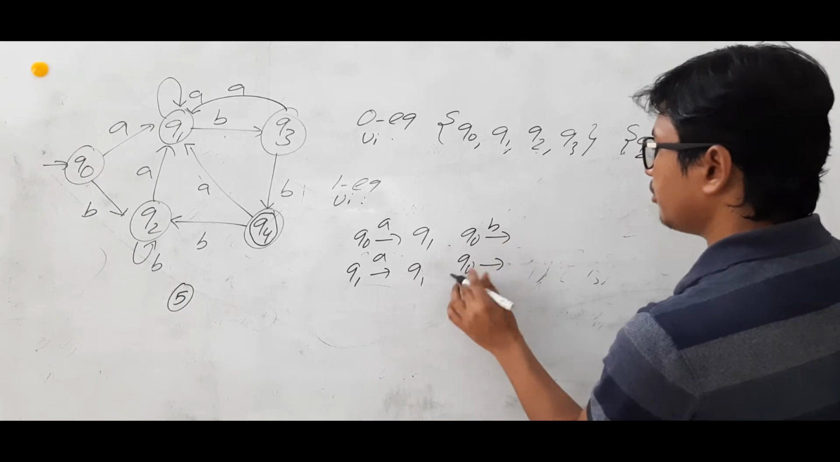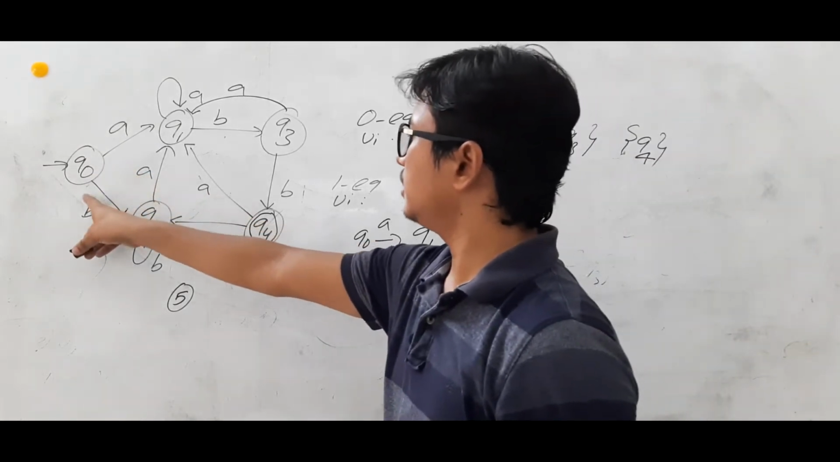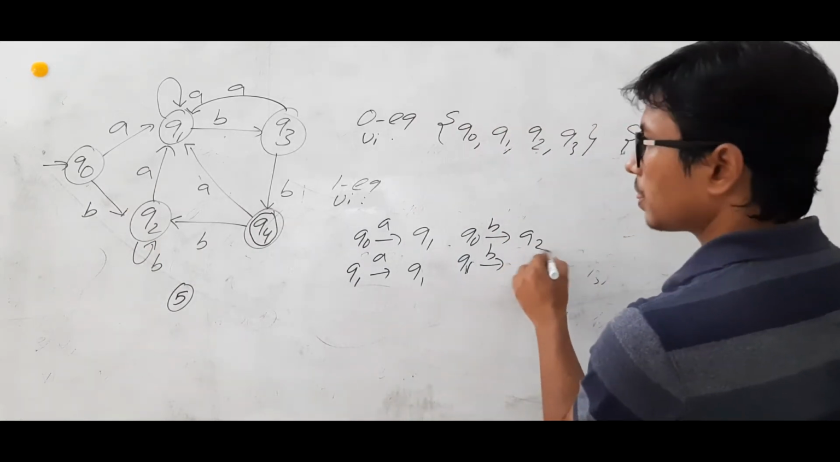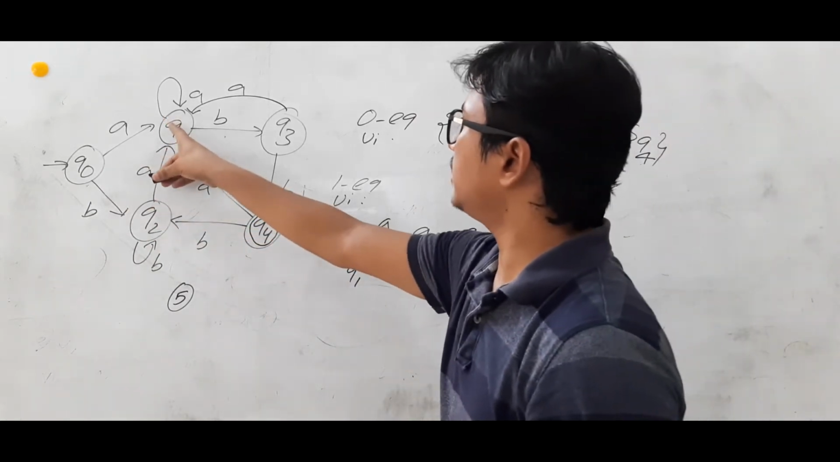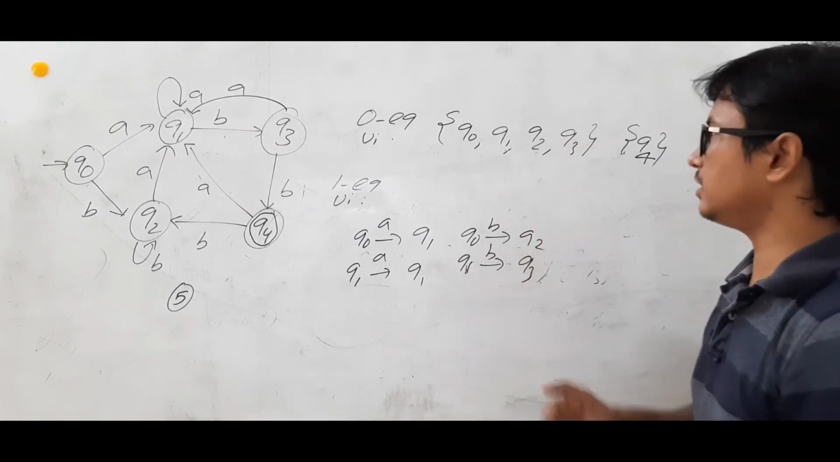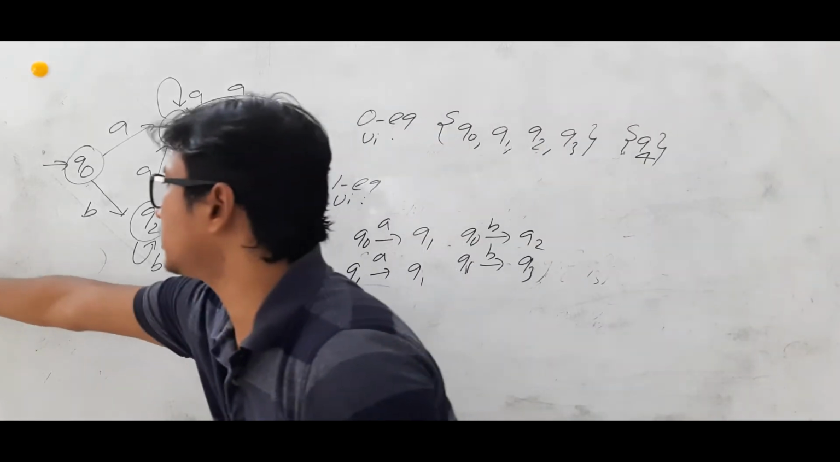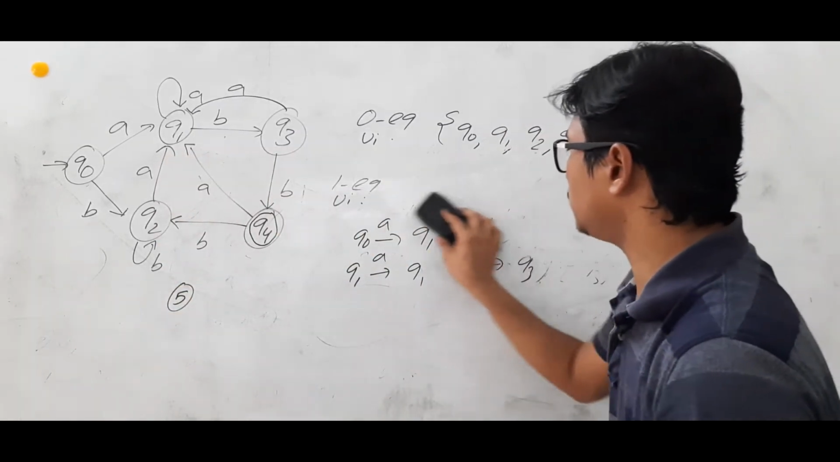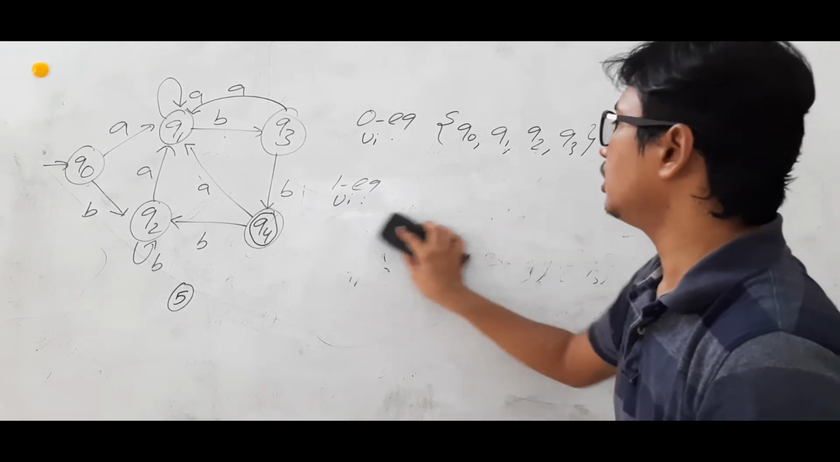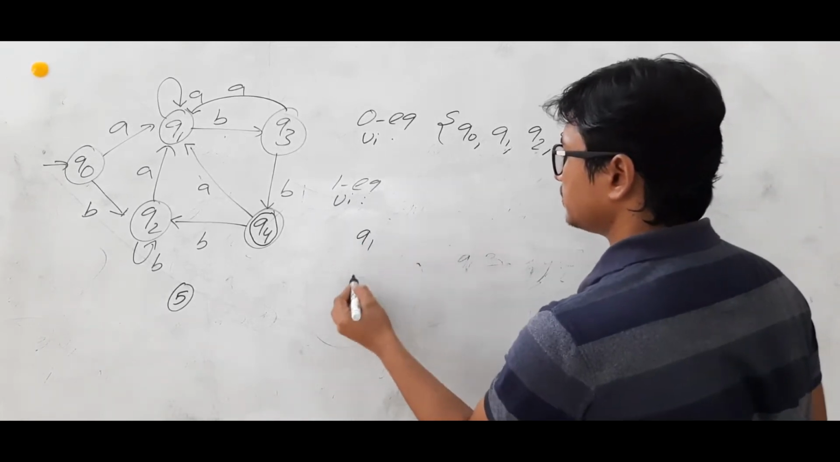Now we will see alphabet B. Q0 on B is going to Q2. Q1 on B is going to Q3. Now Q2, Q3 belong to the same set in the previous equivalent, so we cannot separate them. Q0 and Q1 cannot be separated. Now we will see whether Q1 and Q2 can be separated or not.